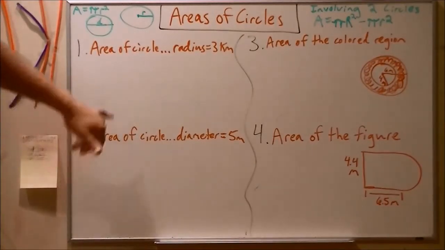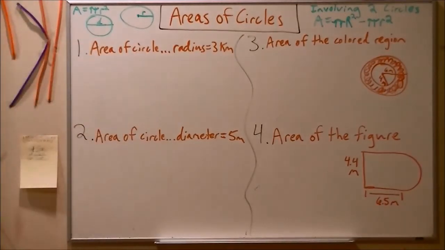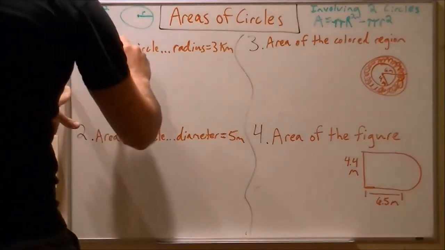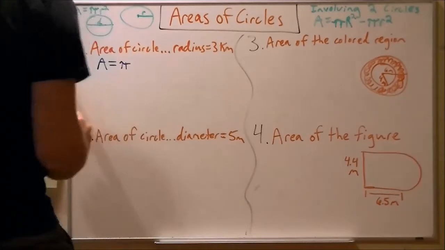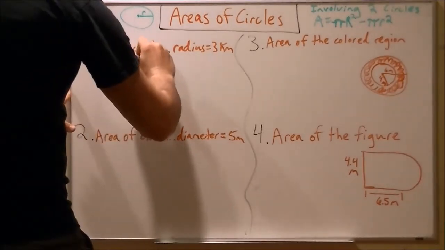We're not there yet. Number 1, find the area of a circle if you are given this information, that the radius of that circle is 3 kilometers. So where do I start? First thing I do is write my formula. What is my formula for finding the area of a circle? It is A equals pi r squared.